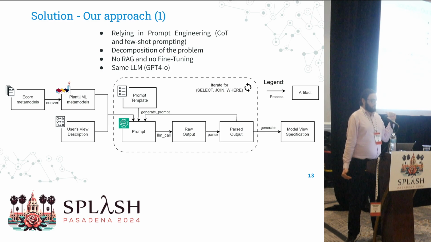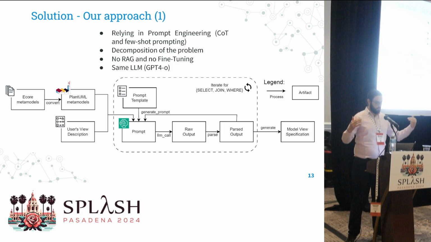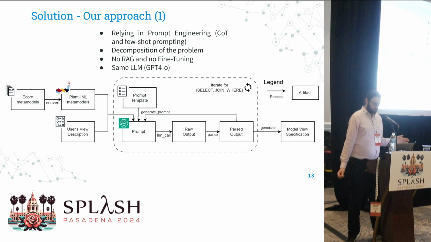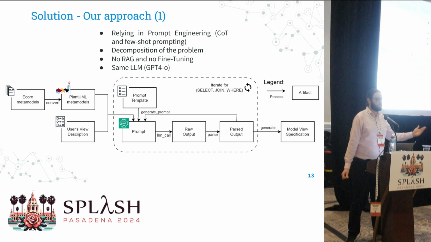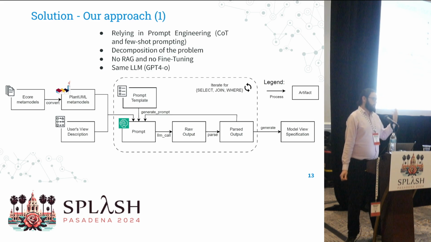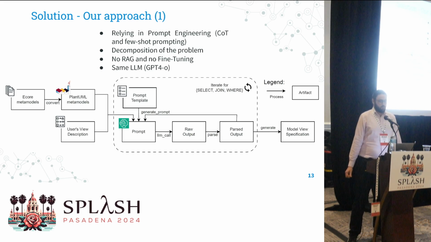We are counting also on the decomposition of the problem. As I showed to you, the VPDL contains 3 very well-defined blocks. So we can try to decompose the problem of creating a VPDL code into 3 different problems. We are trying not to use retrieval augmented generation, neither fine-tuning, the 2 other potential techniques to solve the same problem. And we are using the same LLM that is used in ChatGPT, the GPT-4o.